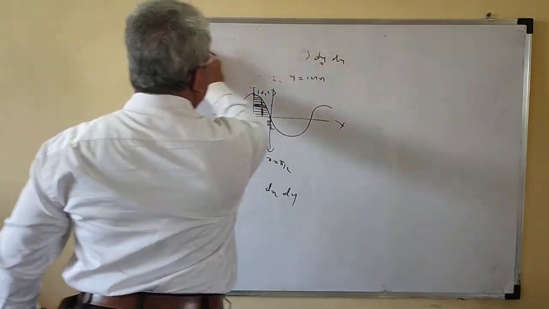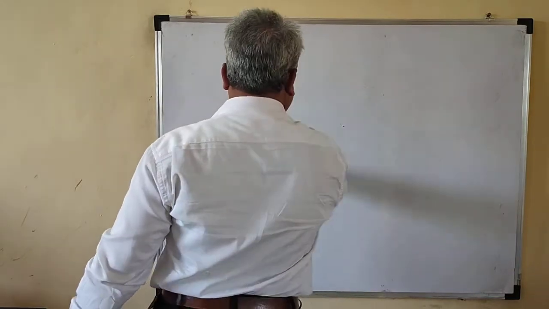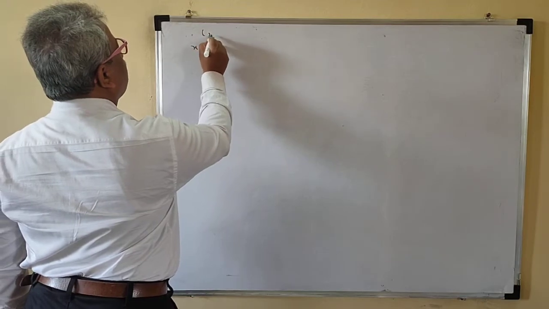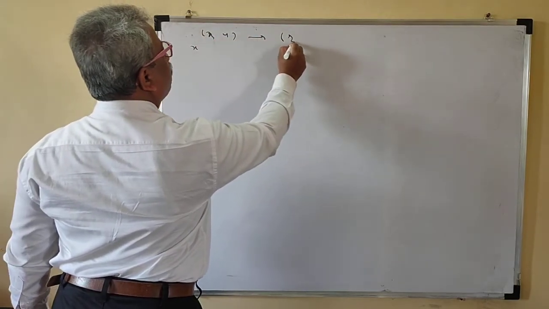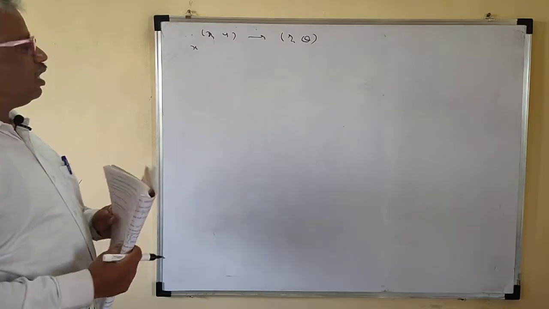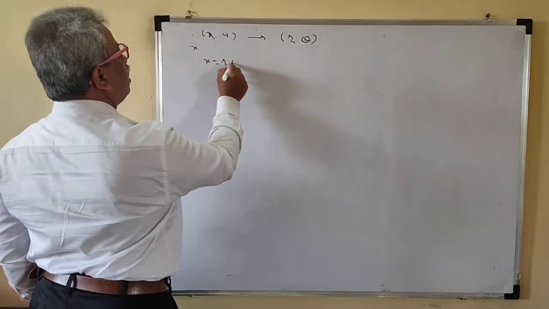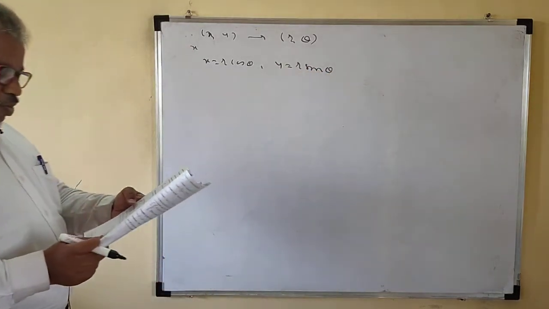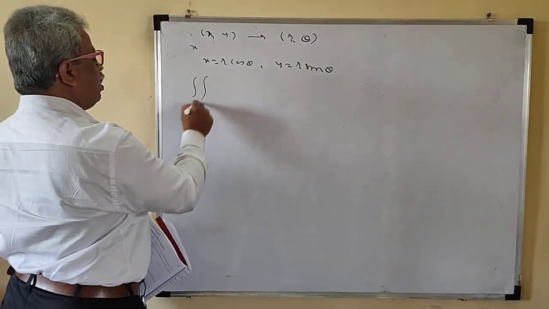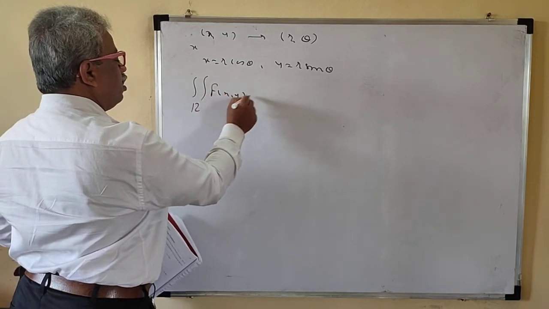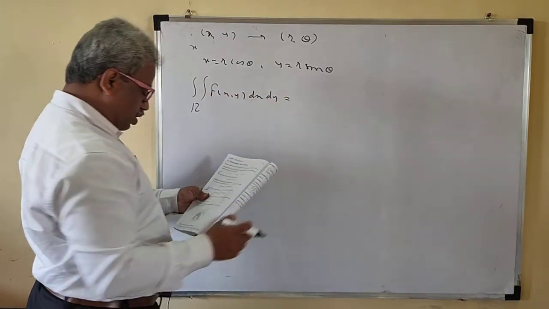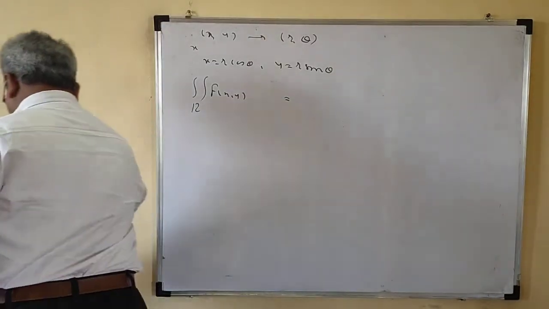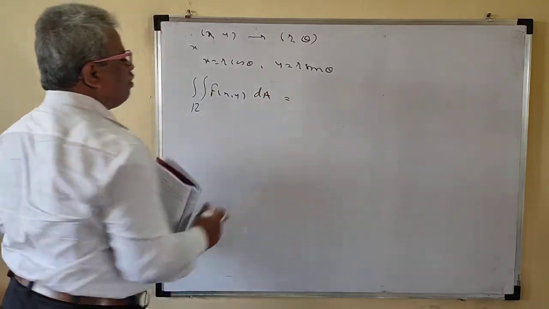Now, what will they ask for the polar form? If x and y are in the Cartesian form, in the polar form it is r theta. The polar form is x is equal to r cos theta, y is equal to r sin theta. If you convert this, then the integral of f of x y dx dy is over dA. Instead of dx dy, we'll write just dA.